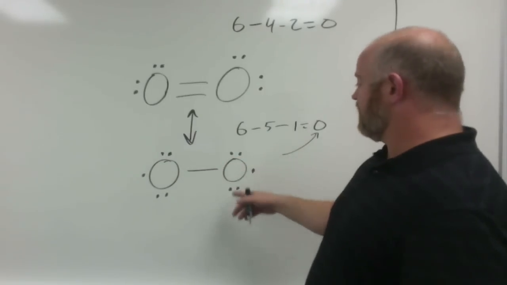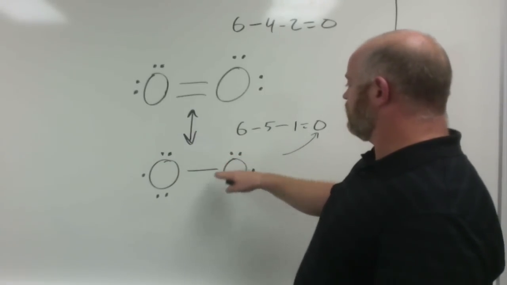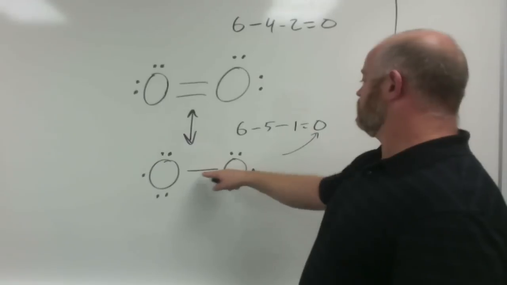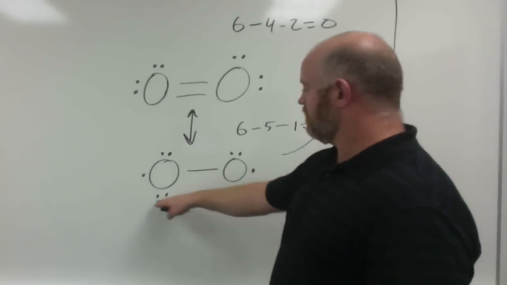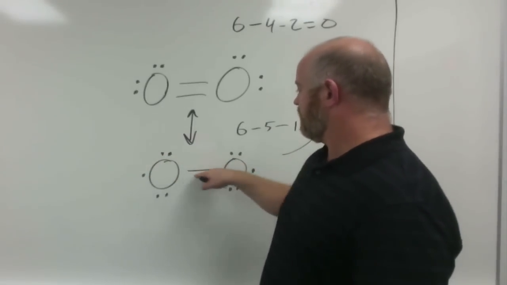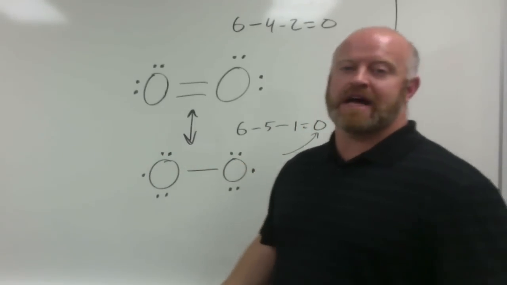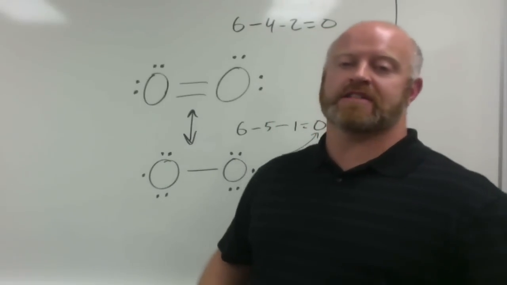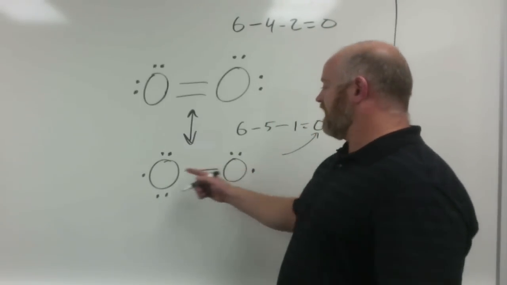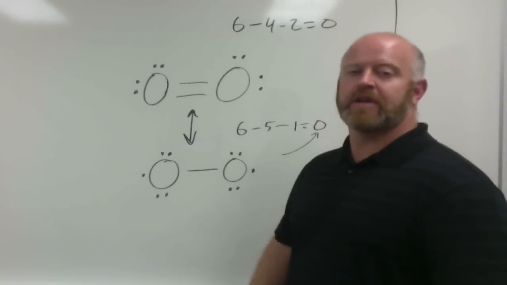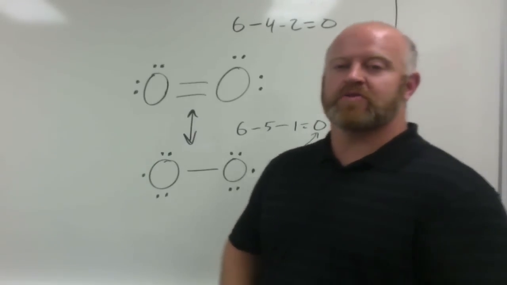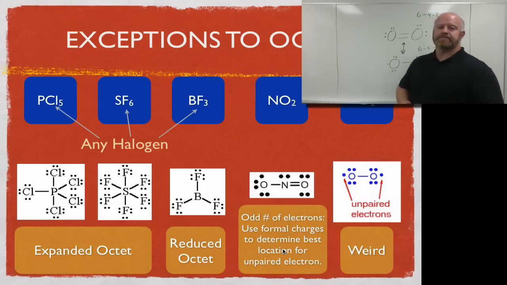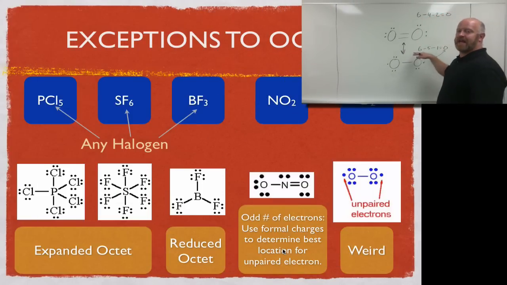Is the octet satisfied? Well, let's see. 1, 2, 3, 4, 5, 6, 7. 1, 2, 3, 4, 5, 6, 7. So the octet rule is not satisfied here. That's why we call it an exception to the octet, where these do not have 8 for each one. It's an oddity. It's something that's weird in our universe. Now, we've been able to experimentally prove that this happens.